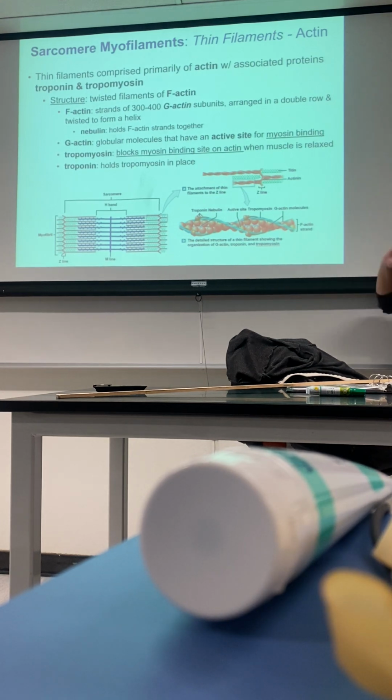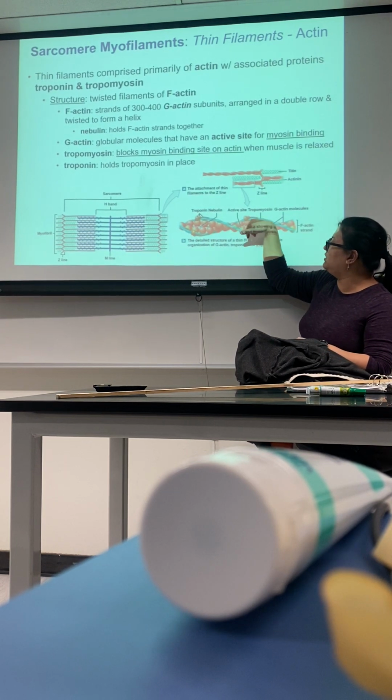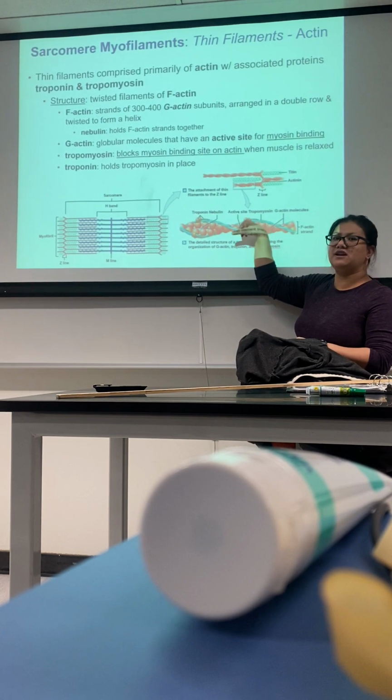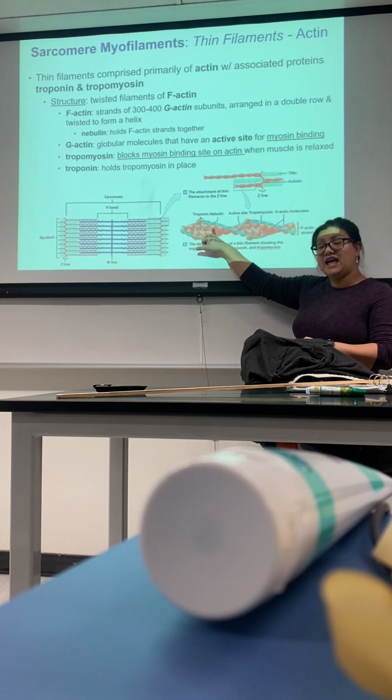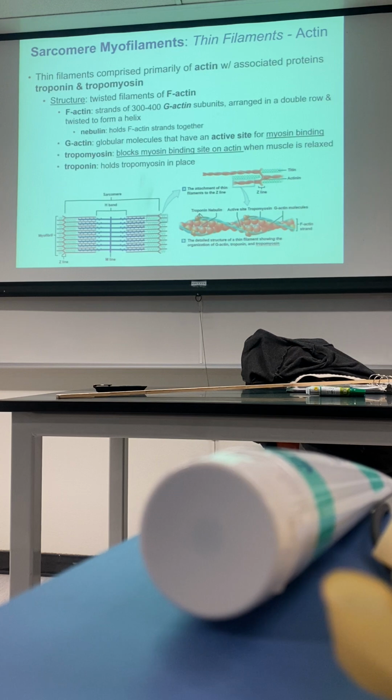Looking at this picture here, do you notice that there's a thin blue portion right smack in the middle? That is a protein called nebulin, and nebulin keeps your F-actins together so they don't come apart. So think of nebulin as kind of like glue. Everybody here good? Okay.